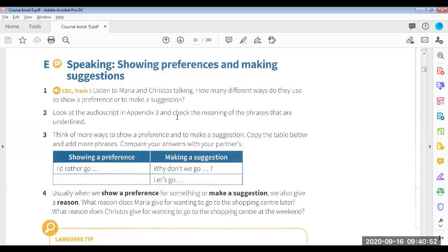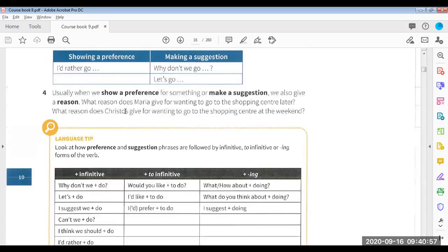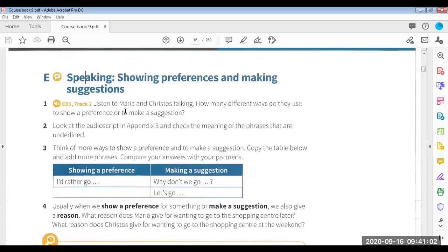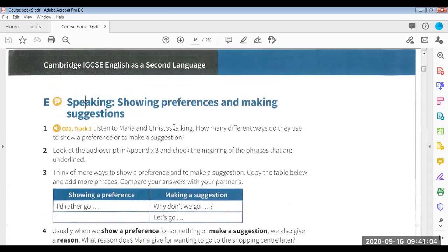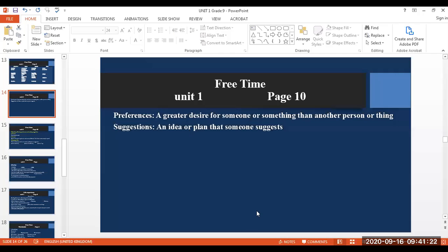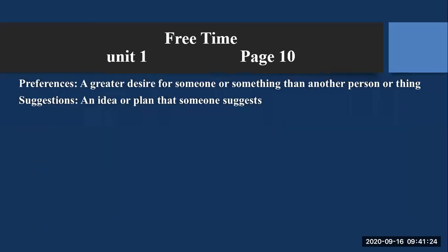Today we completed activity E, English Student Book, Unit 1, page number 10 and 11. Yesterday we started the speaking activity, showing preferences and making suggestions. We discussed briefly showing preferences and making suggestions, and I discussed the vocabulary, the definitions of preferences and suggestions.